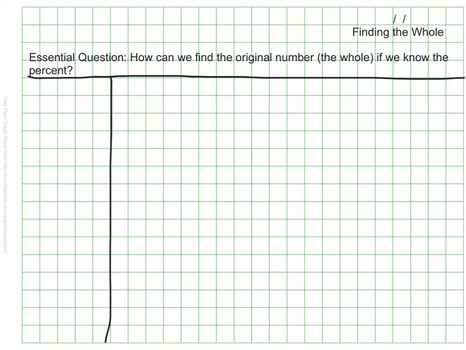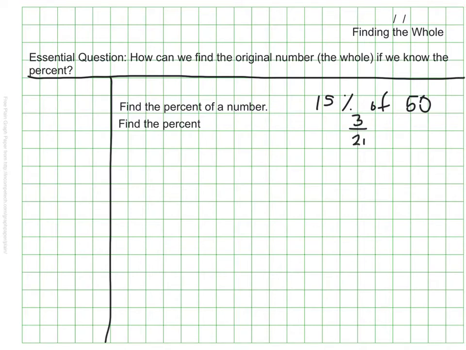So far we've learned how to do work like finding the percent of a number. For example, we learned how to find 15% of 50. We've also been able to find the percent. For example, we've been able to figure out what percent 3 out of 20 would be. Right? So those are things we've done already.